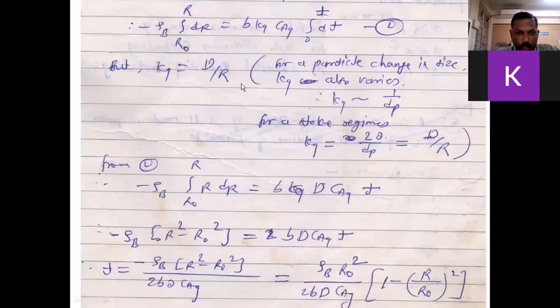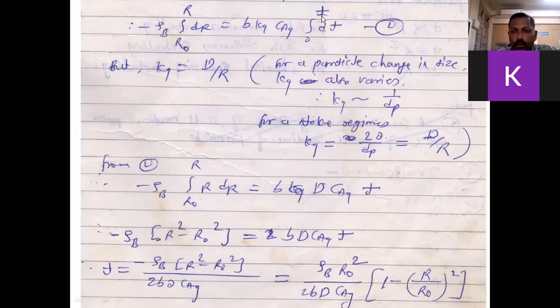Now rearrange this equation: minus rho B integrated from R0 to R, the change in size from the initial particle size to R, dr, equals b into kg into CAg, with time changing from 0 to t, dt. The limits mean that when time t equals 0, initially the particle size is R0.